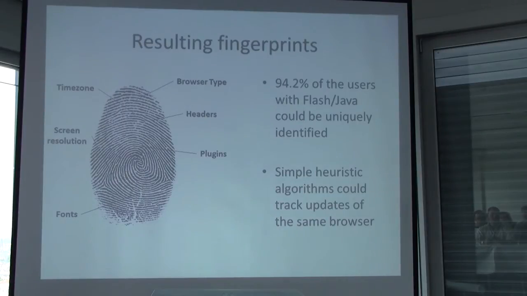And he also showed that you could use simple heuristics to track updates. So today, if your browser updated and your user agent string changed to the next version, I could still use all of the other attributes to figure out that, okay, it's still the same user, he just updated his browser. And you know that it was you.